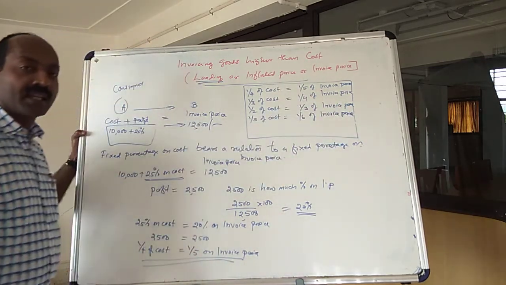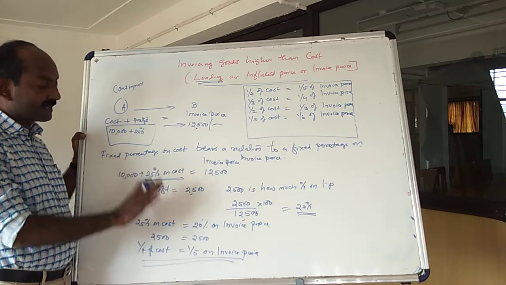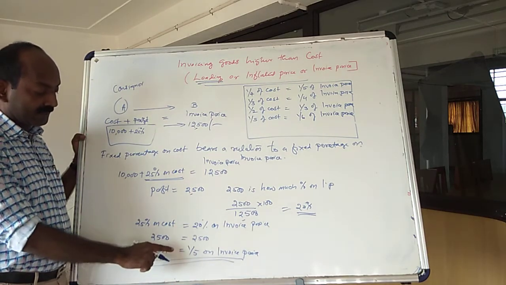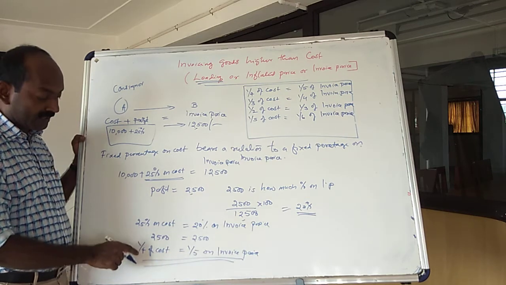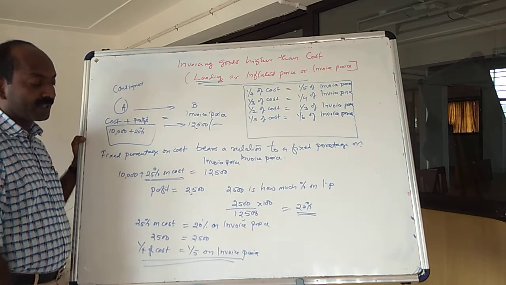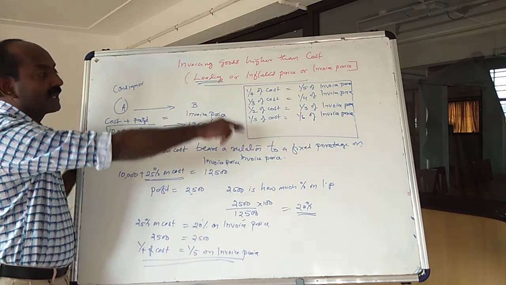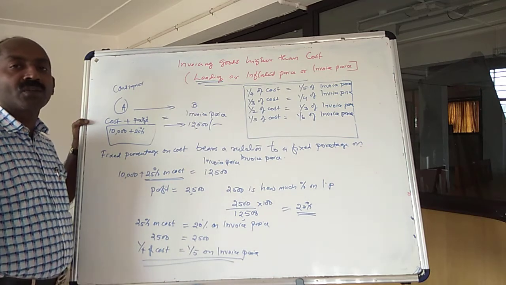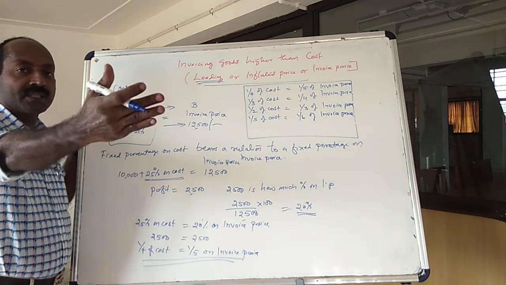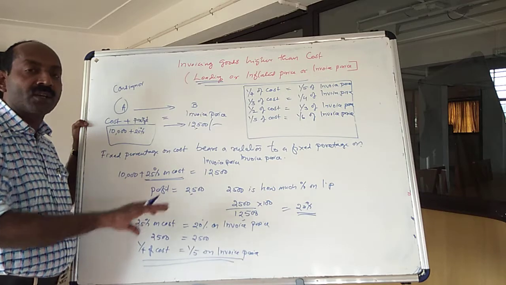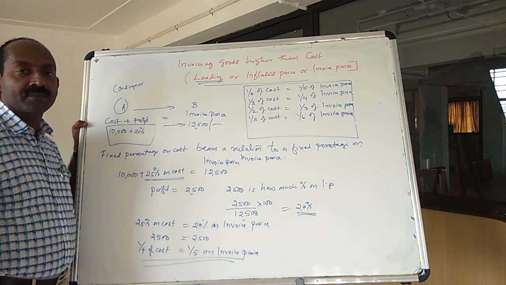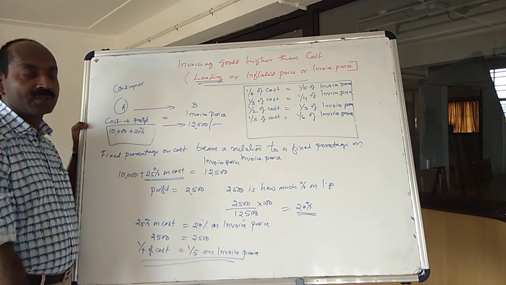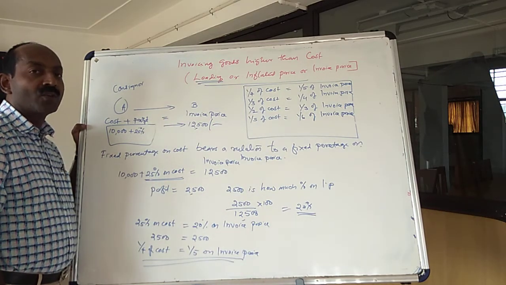In this manner we can calculate. Just remember how we arrived at this and how we concluded that 1 by 4 of cost is equal to 1 by 5 of invoice price. In the same manner, if a certain percentage on cost is given, we can calculate how much percentage it is on invoice price. If a certain percentage on invoice price is given, we can calculate how much percentage it is on cost price. So you should remember this while solving problems. This is the basics. I hope you understood this.